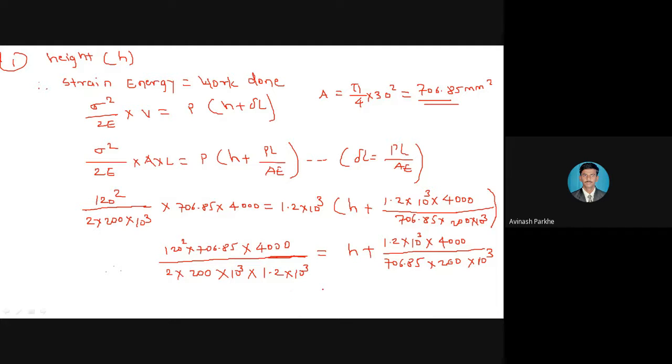So at the right side, if I go for more simplification, this H plus PL upon A term is present in the calculation. Through this simplification, I will get H plus PL upon AE. If I do the calculation of PL upon AE, you will get H plus 0.033.